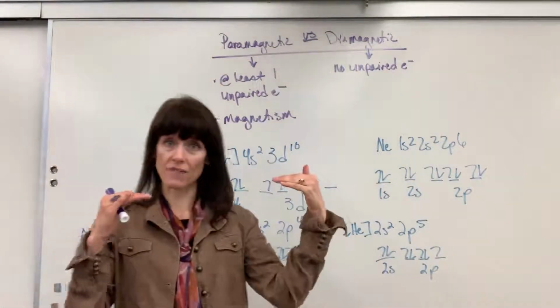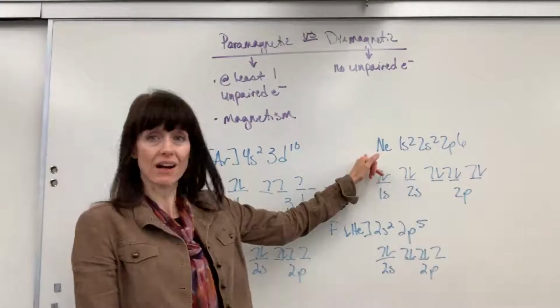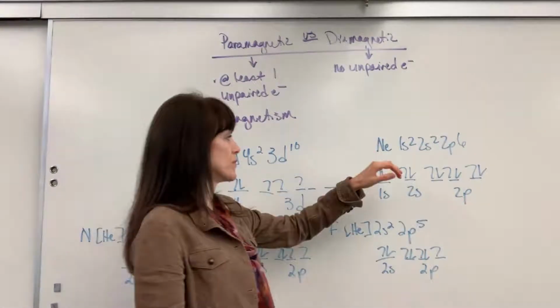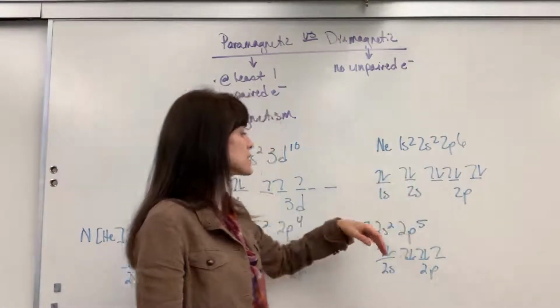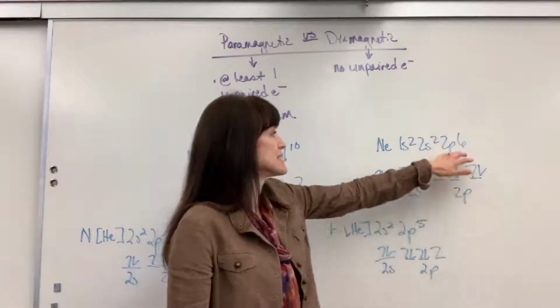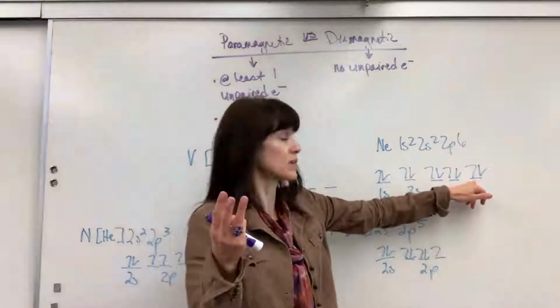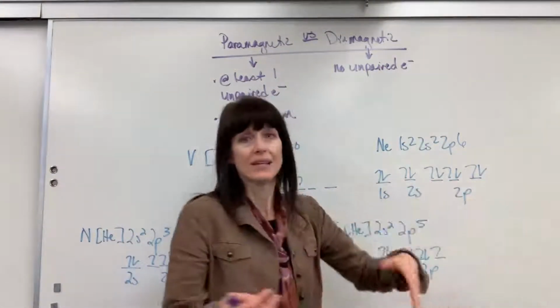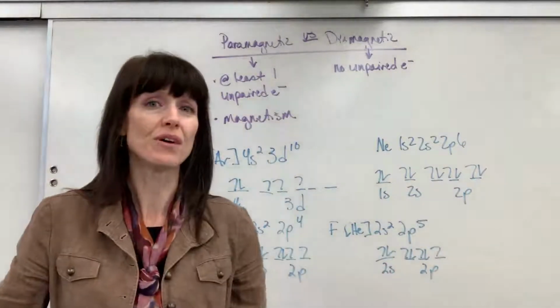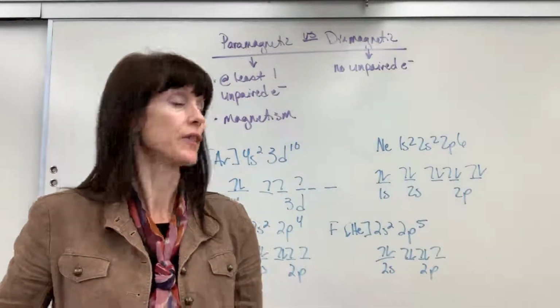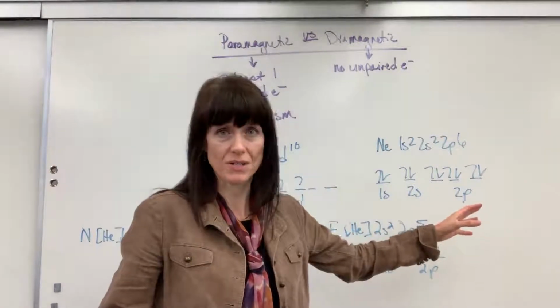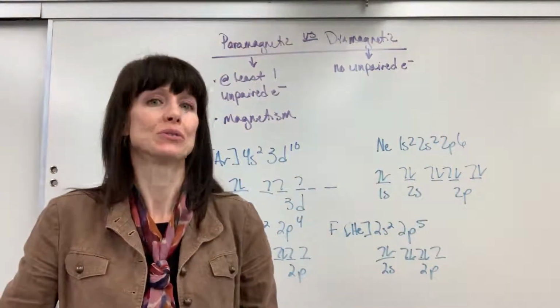Now, let's finish off that second period. Here I have neon. So I did the full electron configuration, 1s2, 2s2, 2p6. Here we have it, 6 electrons, up, there's 3, then I go back, down. That gives me my 6, completely full. That is diamagnetic. There are no unpaired electrons, so it will not be attracted to a magnet.